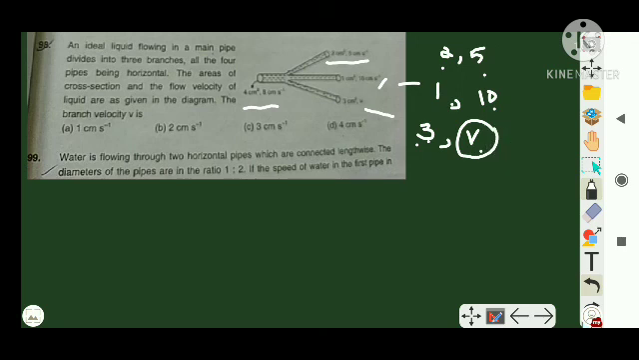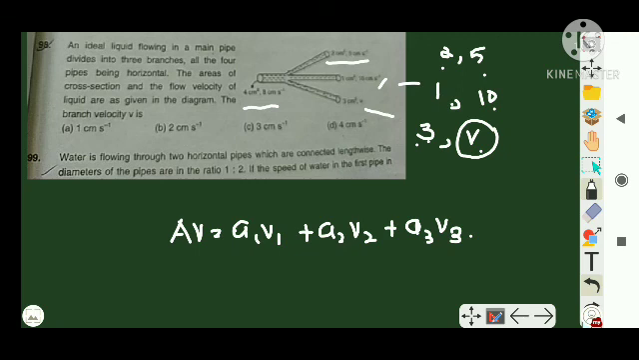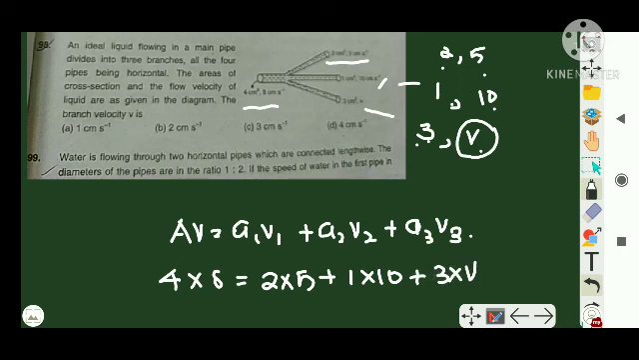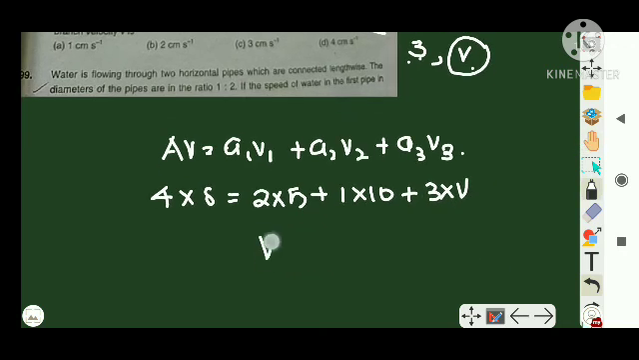Simple question, you guys can actually solve it by yourself. So based on the equation of continuity, A v will be equal to a1 v1 plus a2 v2 plus a3 v3, right? This one is coming in, the 3 are leaving, that's why I have written it like this. So 4 into 8 is equal to 2 into 5 plus 1 into 10 plus 3 into v. Now from here you can find the value of v. We'll find v is equal to 4 centimeter per second. Clear, right?